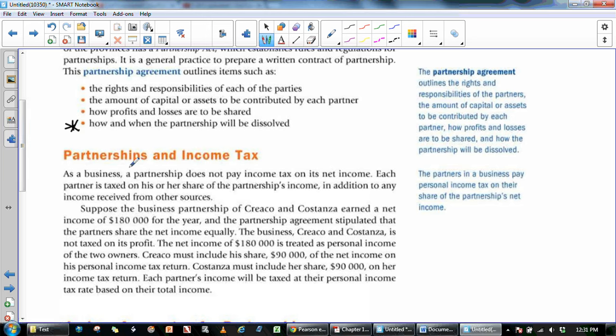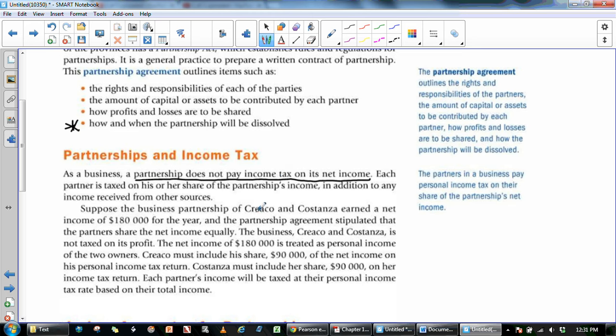Okay, so now partnerships and income tax. It is the same thing as sole proprietorship, almost the same thing as sole proprietorship. So the partnership does not have to pay income tax. Okay, the business does not have to pay income tax. The people, the owners, have to pay the income tax. So partnership does not pay income tax on its net income.